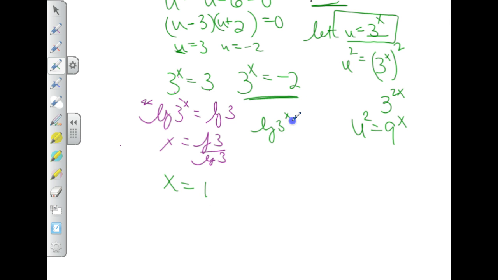The log of 3 to the x is equal to the log, well, this is why it's extraneous. What's going to happen when you try to take the log of negative 2? You get an undefined value. So this yields no solutions over here. So the only solution set, as you could see from the graph, was 1.